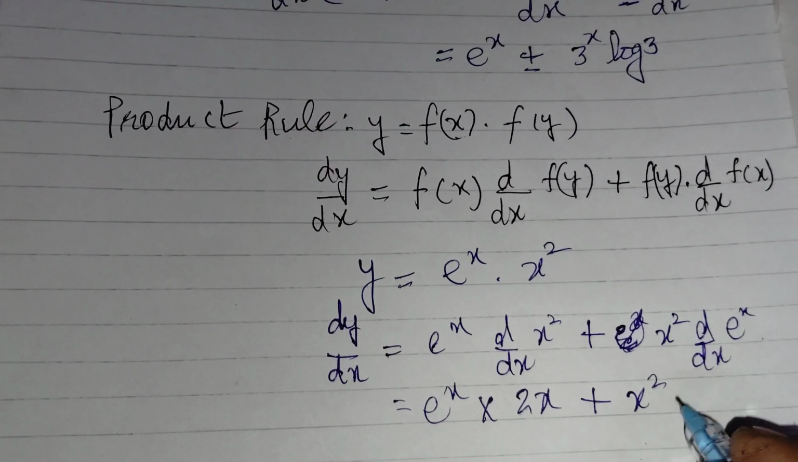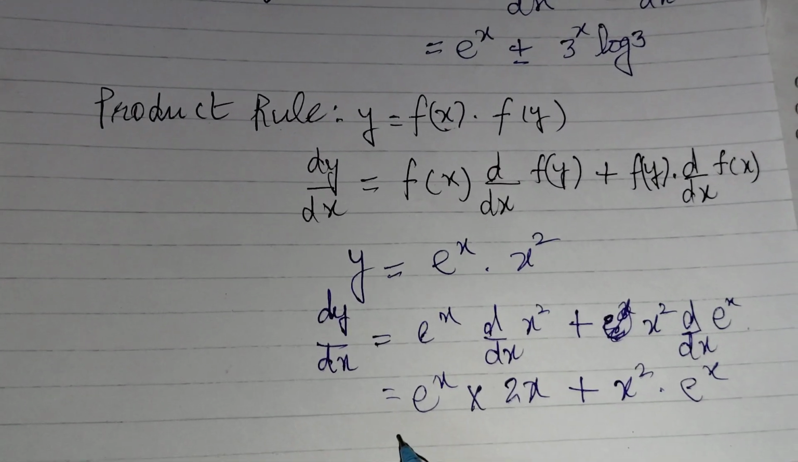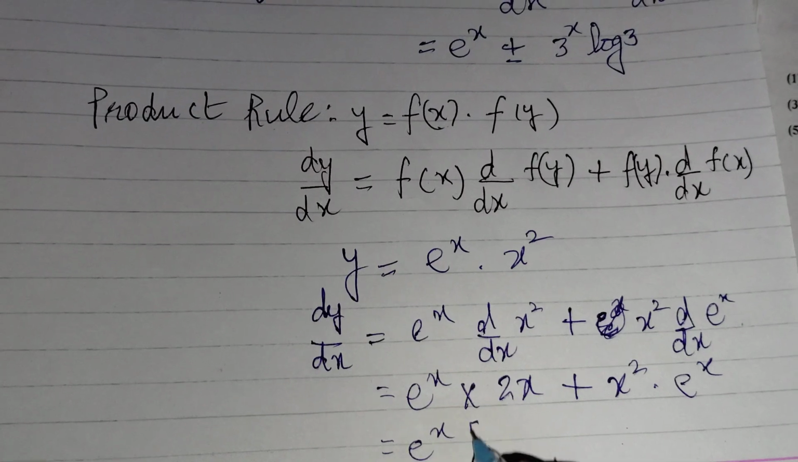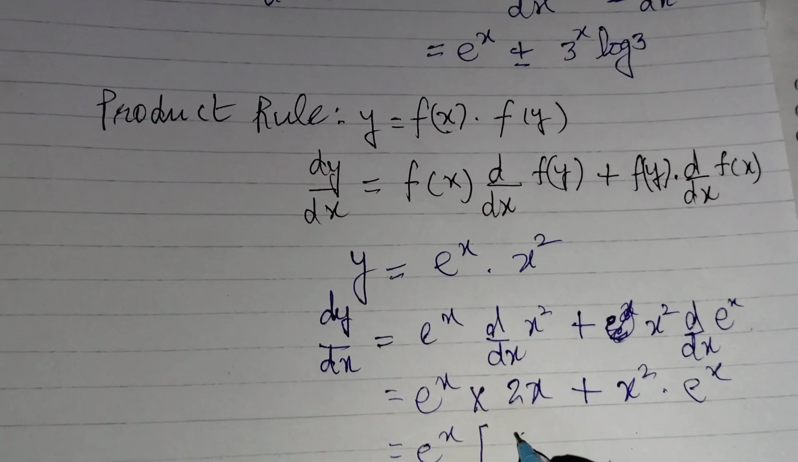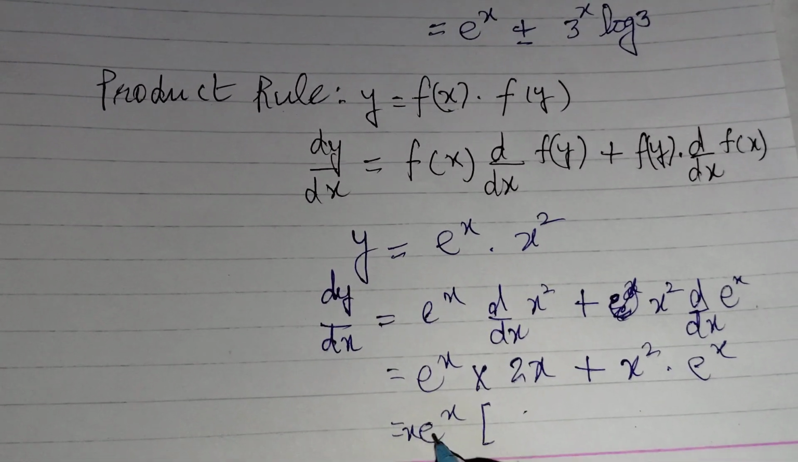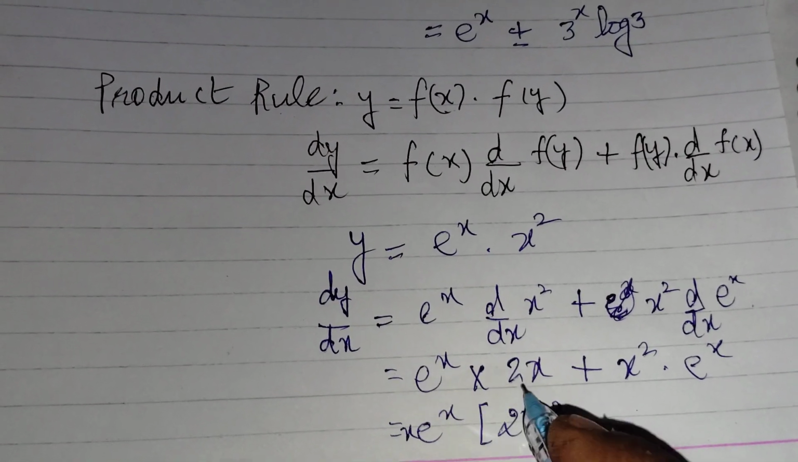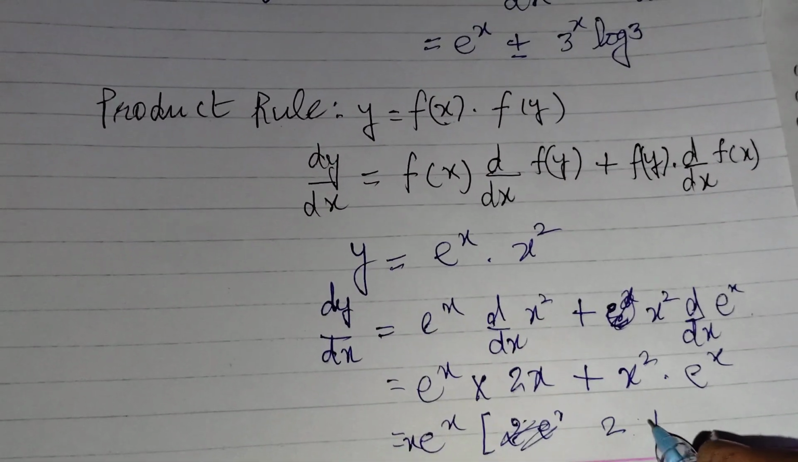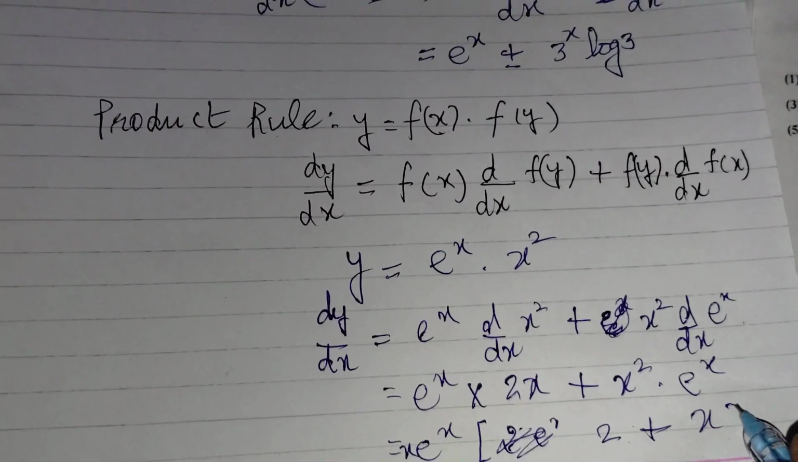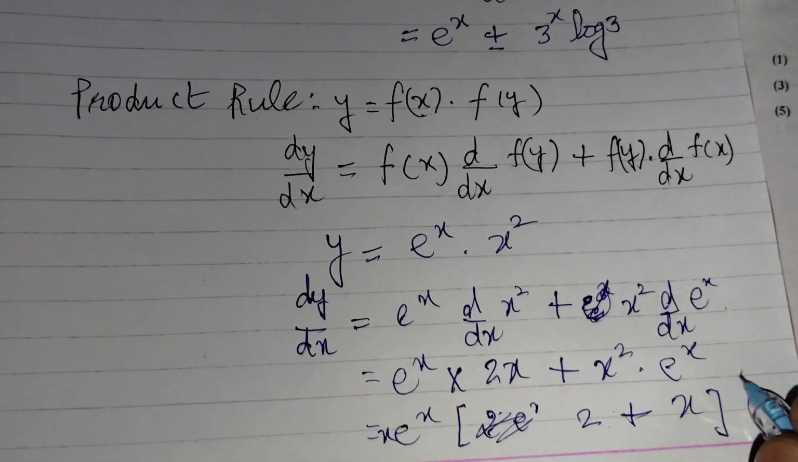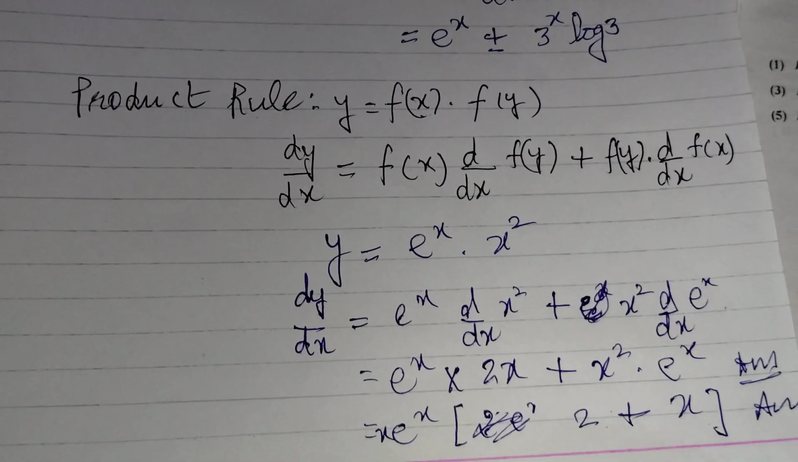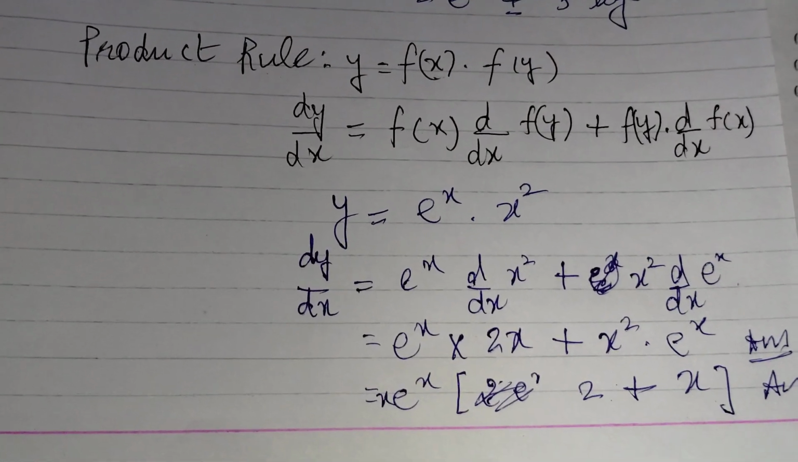E power x differentiation is e power x, and e power x is taken common. And x is also taken common. X e power x is taken common. So inside we get only 2 plus x. This is the answer. Or we can also say the previous step is also our answer.